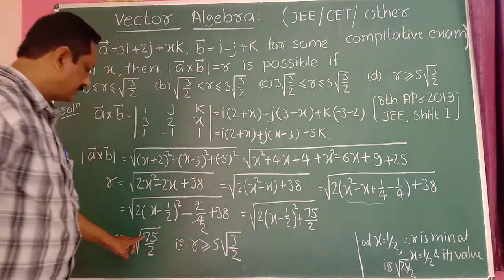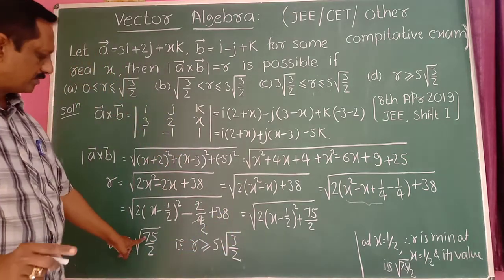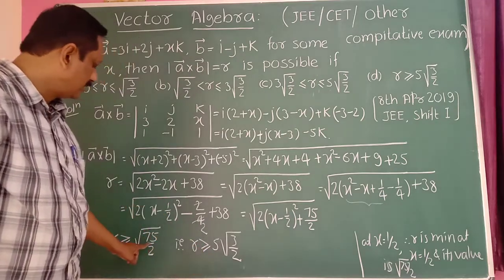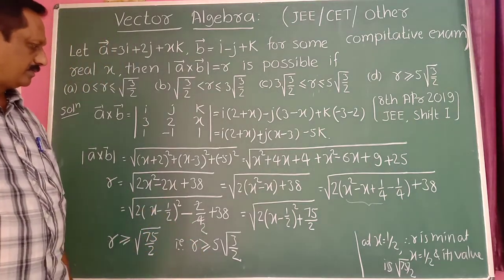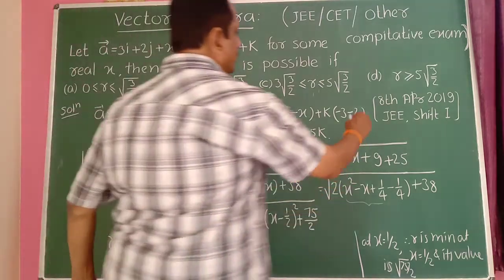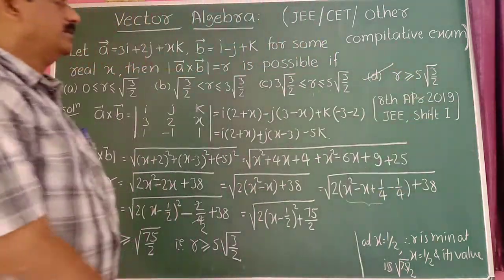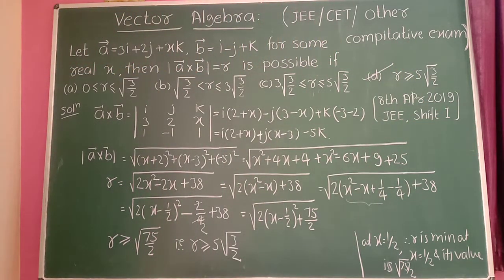divided by 12. Okay, 75 means 25 into 3. Square root of 25 is 5 here. Root of 3 upon 12. Okay, therefore the fourth option is correct here. R is greater than or equal to 5 root 3 divided by 2.